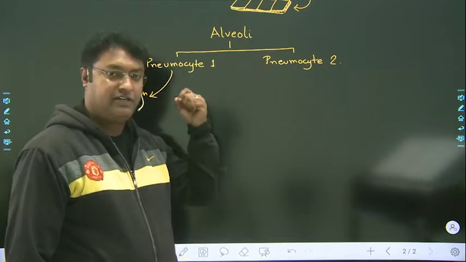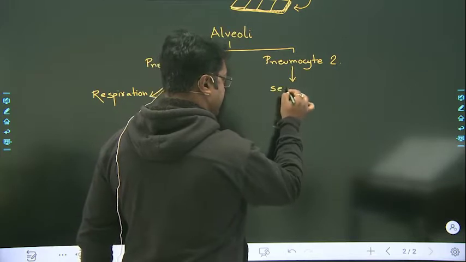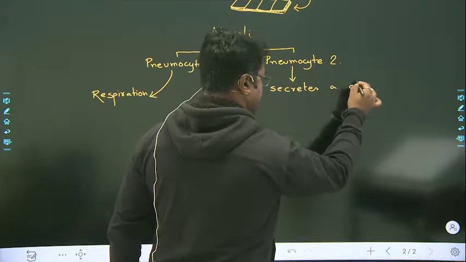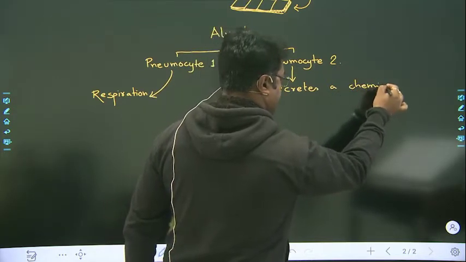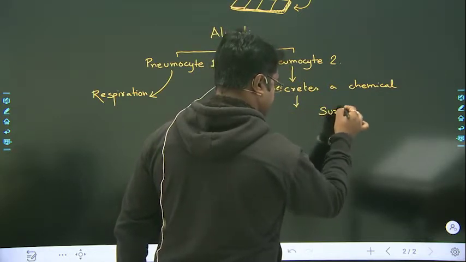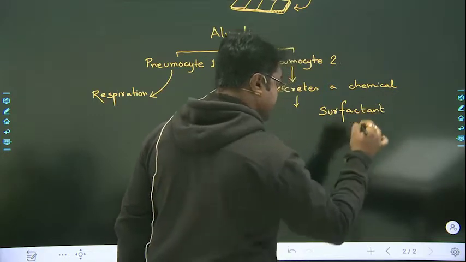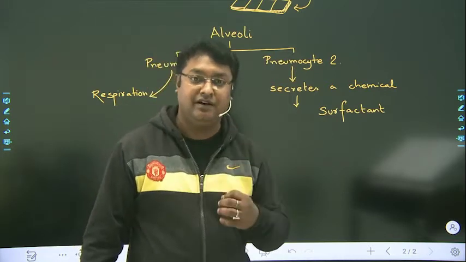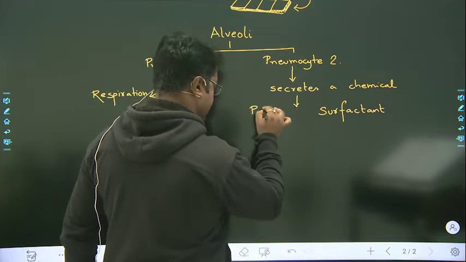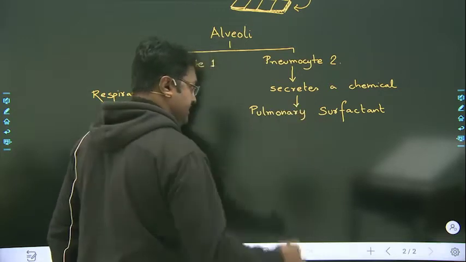And pneumocyte 2 actually secretes a chemical, and this chemical is known as the surfactant. Generally, the surfactant present in our lungs, that is in the alveoli, is called the pulmonary surfactant. So this is your pulmonary surfactant.